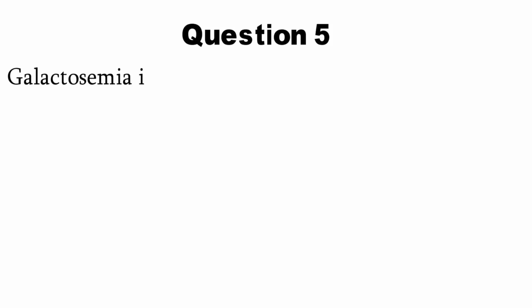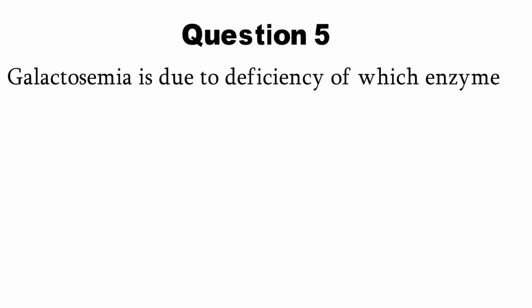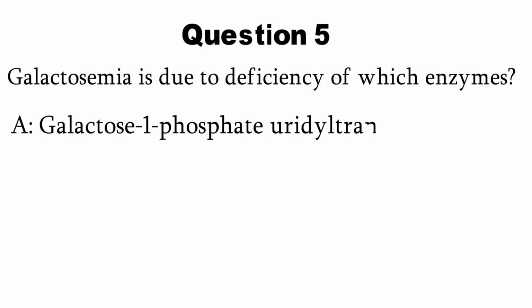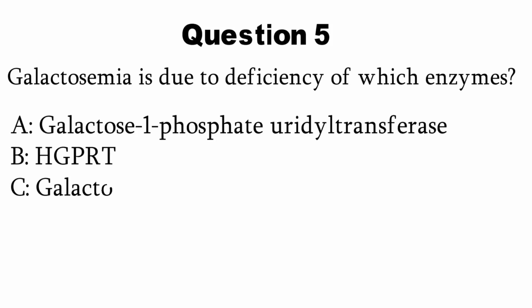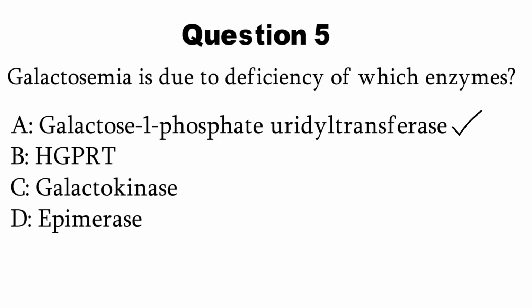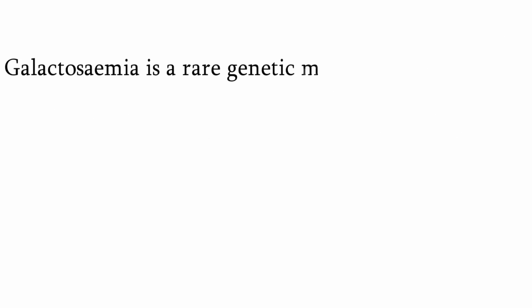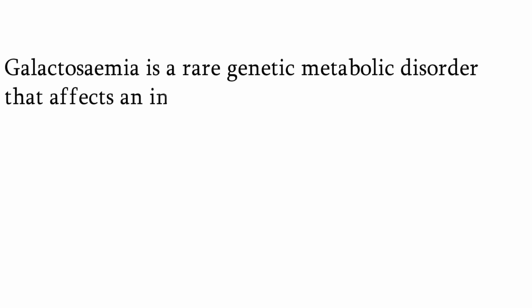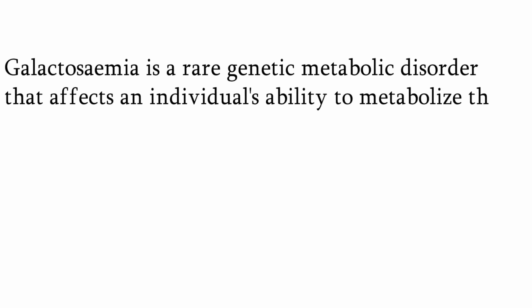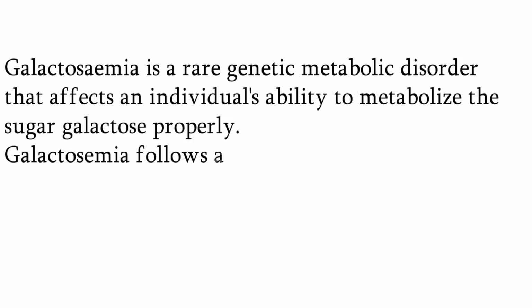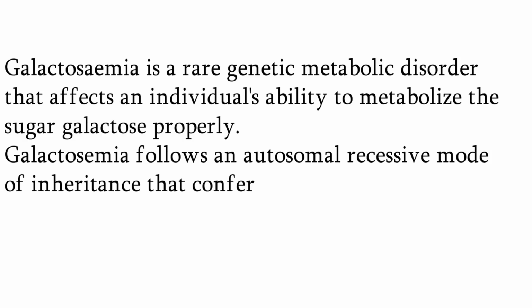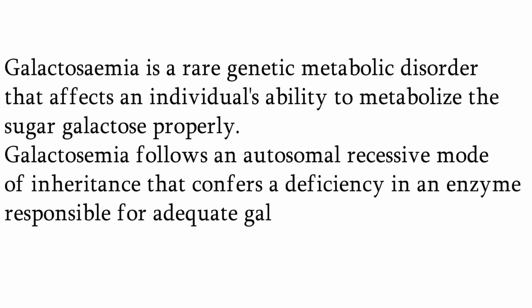Now the fifth question is, Galactosemia is due to deficiency of which enzymes? And options are A. Galactose 1-phosphate uridyl transferase, B. HGPRT, C. Galactokinase, and D. Epimerase. Here the correct answer is A. Galactose 1-phosphate uridyl transferase. Galactosemia is a rare genetic metabolic disorder that affects an individual's ability to metabolize the sugar galactose properly. Galactosemia follows an autosomal recessive mode of inheritance that confirms a deficiency in an enzyme responsible for adequate galactose degradation.